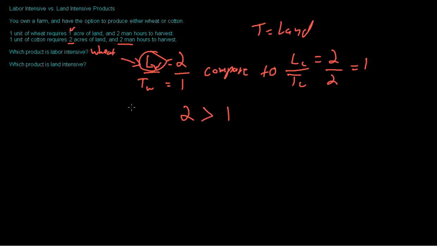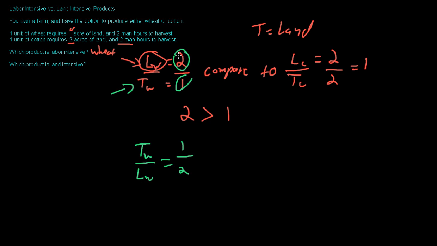Now we're going to talk about land intensity. To do land intensity, we are going to do the same thing, only we are going to put land on the top. So we are going to do the amount of land needed for wheat over the amount of labor needed for wheat. So that will just be 1 over 2, because again we're just flipping these two.